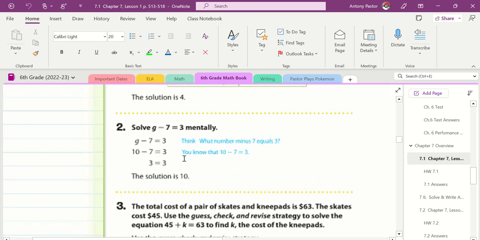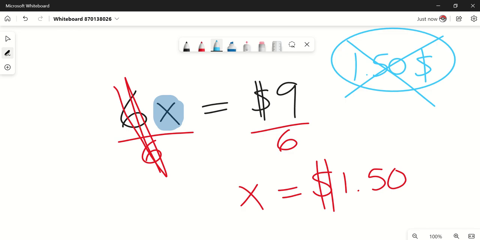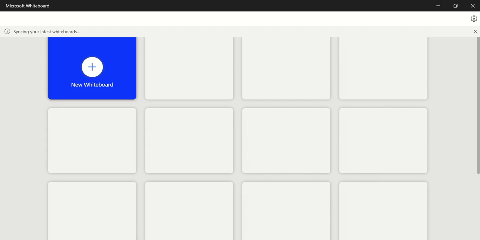Yeah. Okay, G minus 7 equals 3. Now, a lot of us can do this mentally, right? G minus 7 equals 3. What does G need to equal in order to make this true? 4. Or, ladies and gentlemen? 10. 10 minus 7 would be 3. Okay, so 4 plus 3.